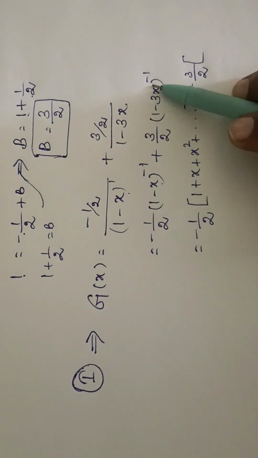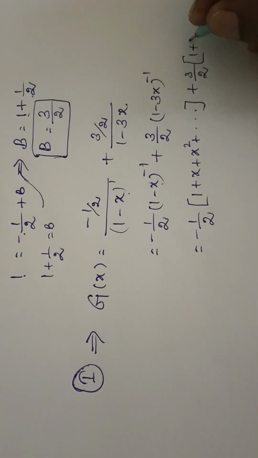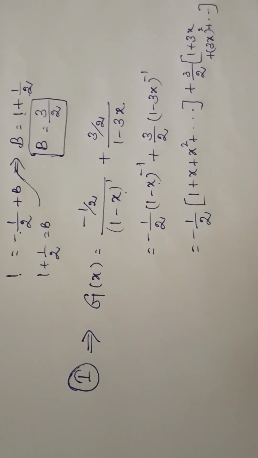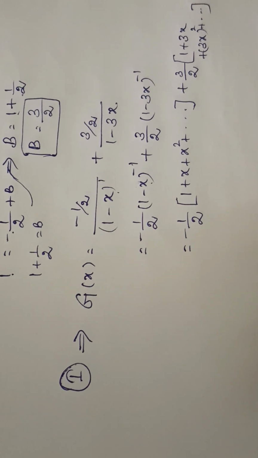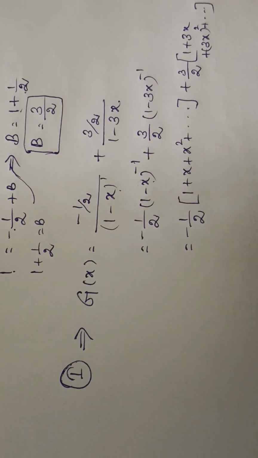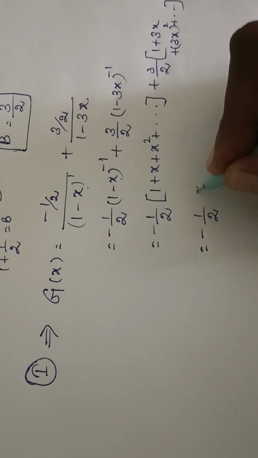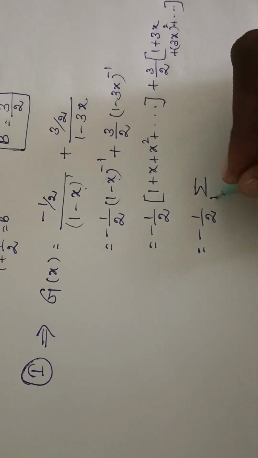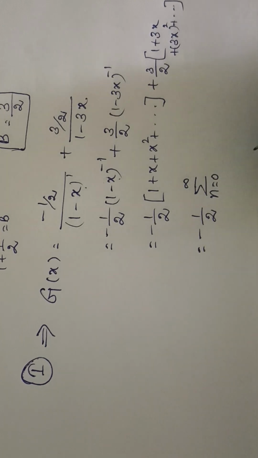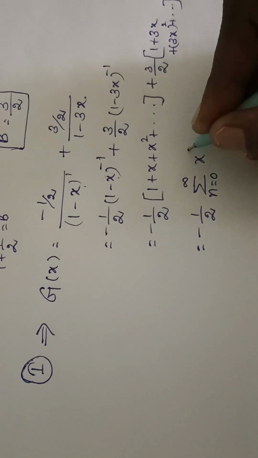Like that 3 by 2 into this one term, what is it? 1 minus 3x. Now instead of x we replace 3x, so 1 plus 3x plus 3x the whole square plus etc. So 1 plus x plus x square plus etc. So this is the series. So now I change it into the summation form. Summation part means minus 1 by 2, see here, summation n is equal to 0 to infinity x to the power n.